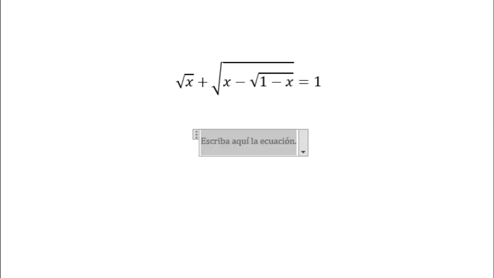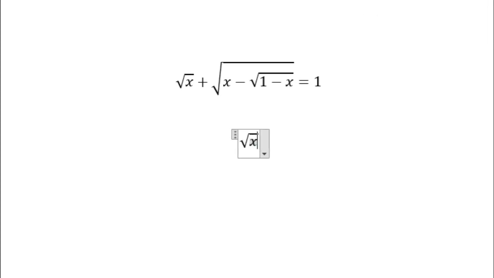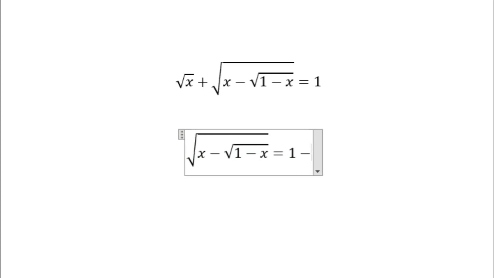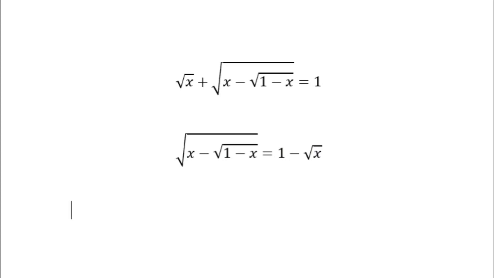So in this case, we will get the square root of x minus the square root of 1 minus x equals 1 minus the square root of x. Okay, so that's a great step. Why did we do that? That's because we are interested in leaving just one square root on one side of the equation. This will help us solve the equation faster and easier.